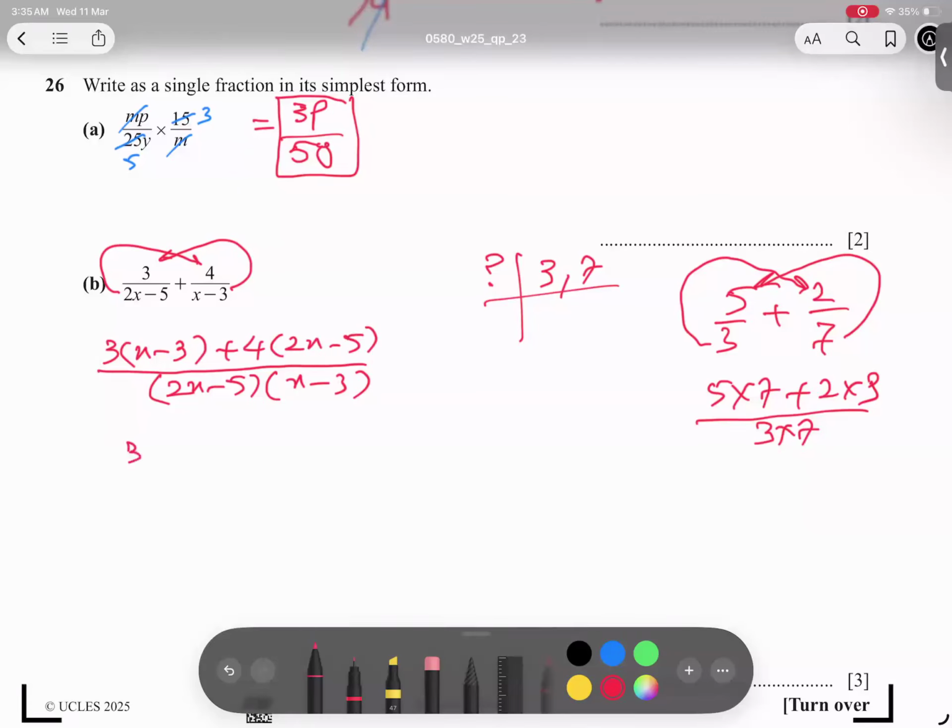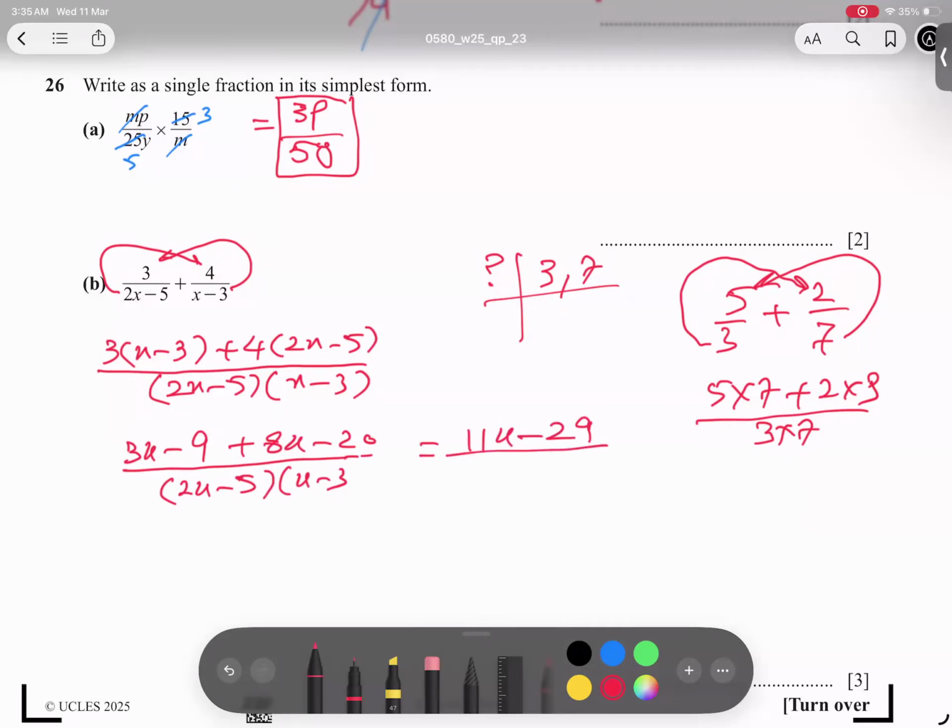And 3 times 3 is 9, and 4 2s are 8, and 4 5s are 20. And the down part, no need to multiply. Denominator, no need to multiply. And here, 8 plus 3 gives us 11x, and this will give us negative 29 over (2x minus 5)(x minus 3).